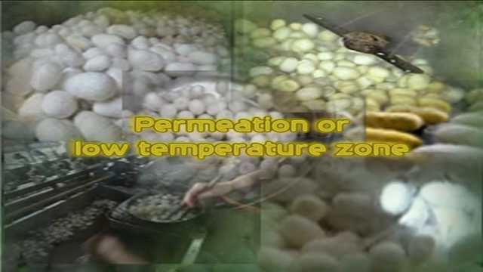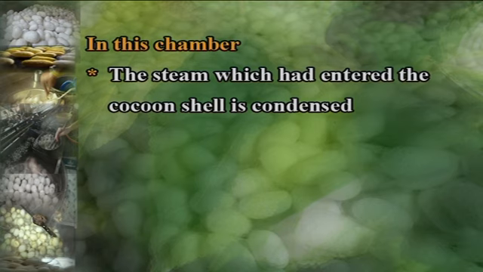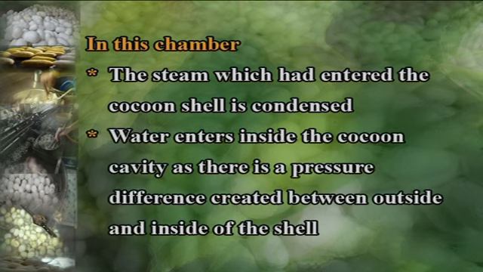Number 3. Permeation or low temperature zone. The steamed cocoons are immediately immersed into the low temperature permeation bath, where the temperature difference between this zone and the previous zone is lowered by 25 to 35 degrees centigrade. In this chamber, the steam which had entered the cocoon shell is condensed. The water enters inside the cocoon cavity as there is a pressure difference created between outside and inside of the cocoon shell.